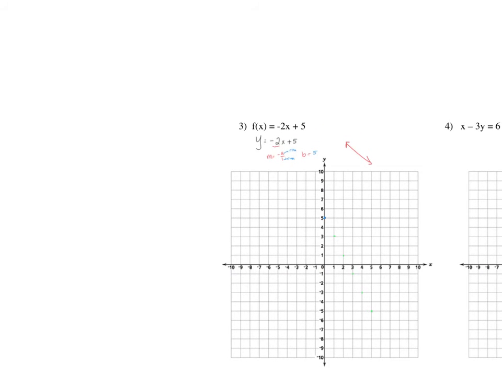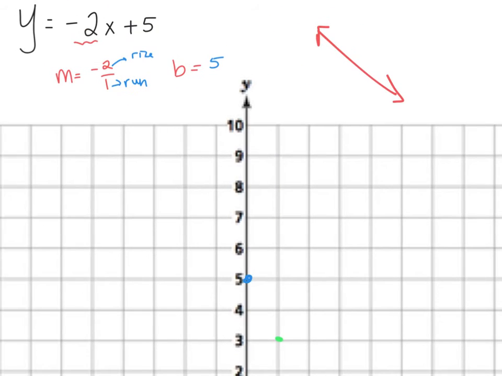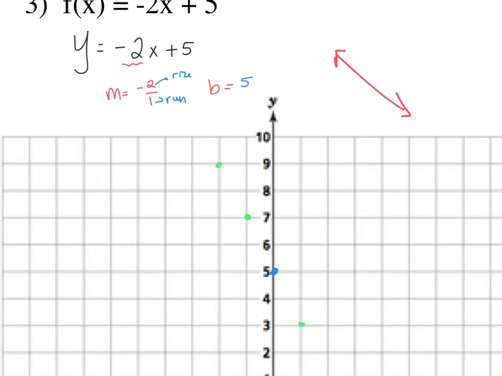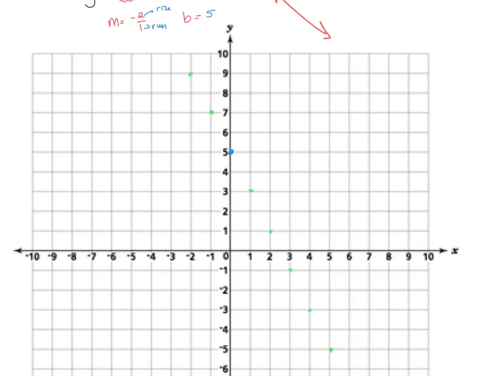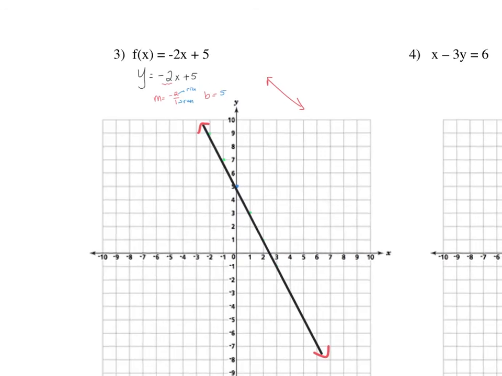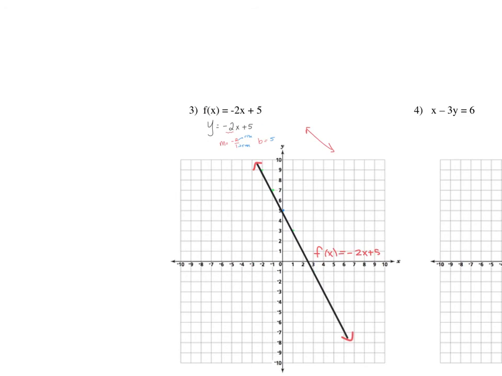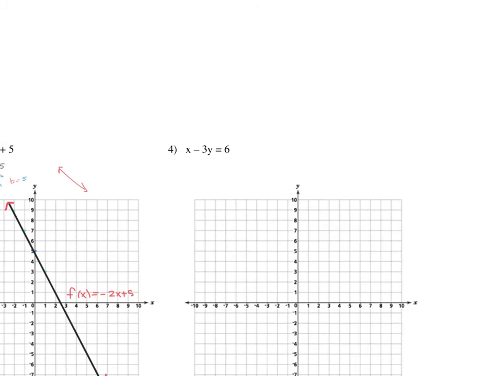I'm going to plot some more points, but I'm going to plot them above. So now, instead of going down 2, I'm going to go up 2 and to the left 1. Up 2, left 1. And now I'm going to connect those points with a nice line. Last but not least, we put our arrowhead on it, and we name our line: f of x equals -2x plus 5. And that's the equation of the line you just drew.